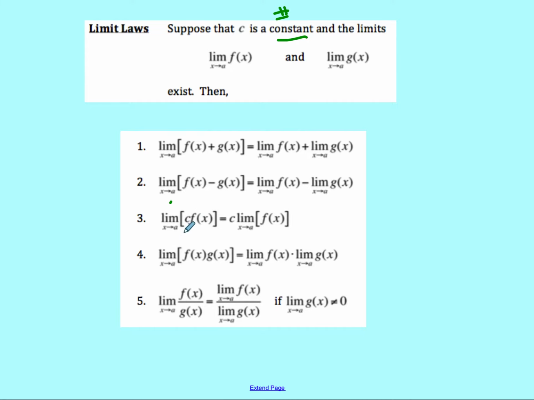The next one is bringing in a c, so that's that constant. So the limit as x approaches a of c times f of x will equal, you can go ahead and put the constant in front of the limit, the number in front. Then you can calculate the limit of that function and multiply it by c.